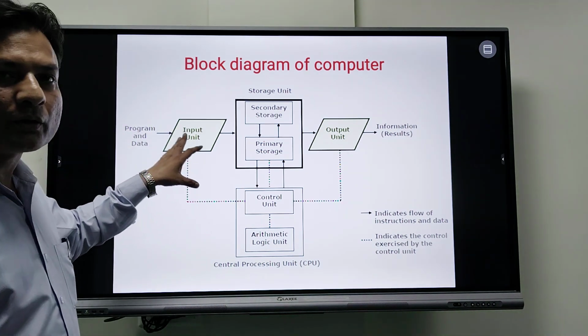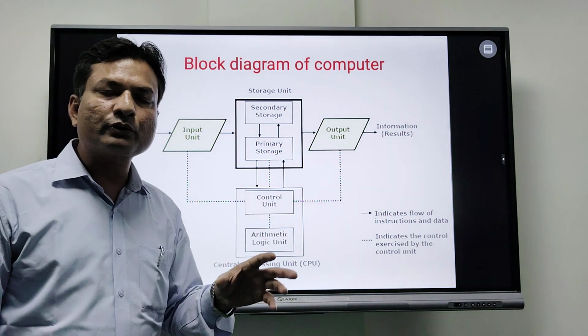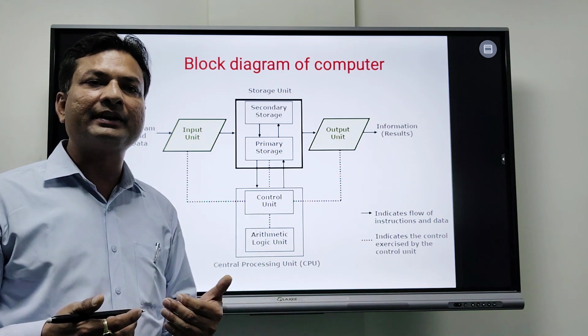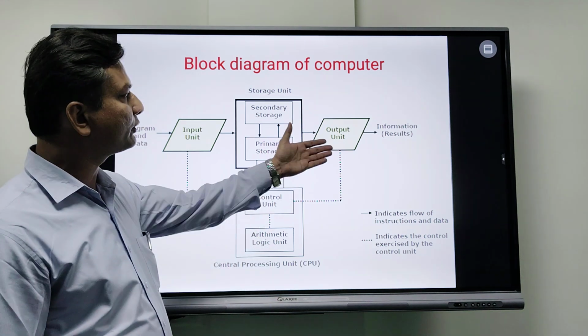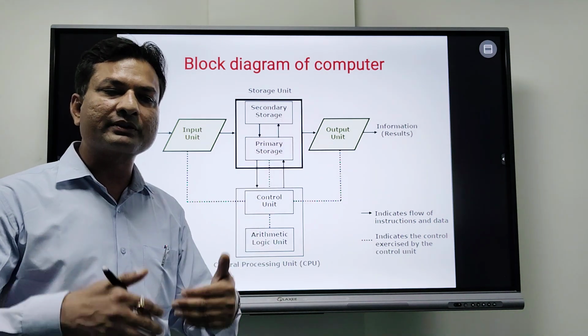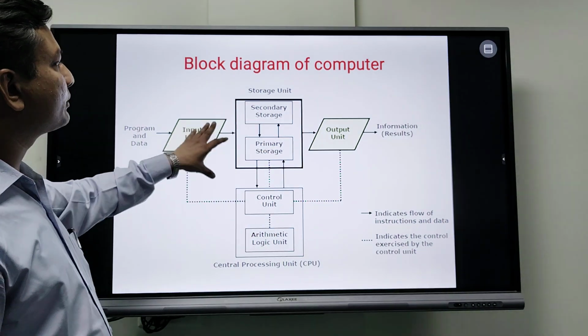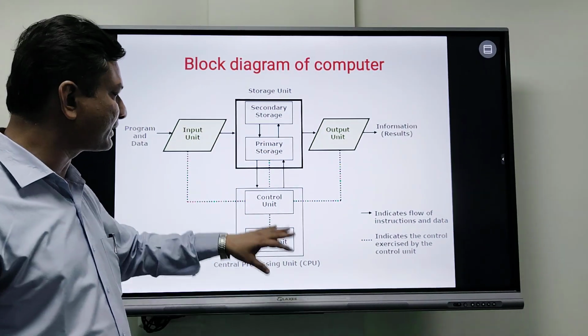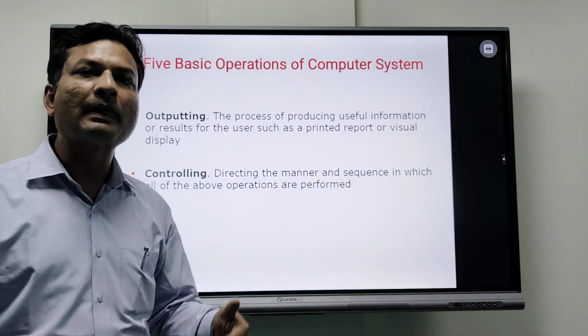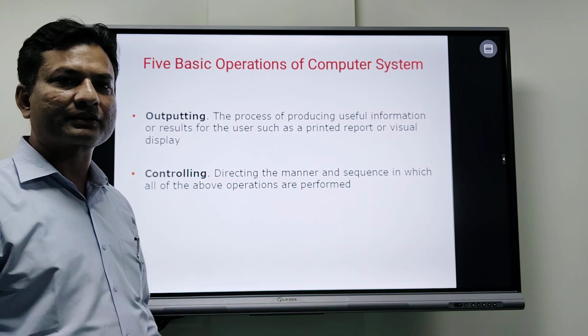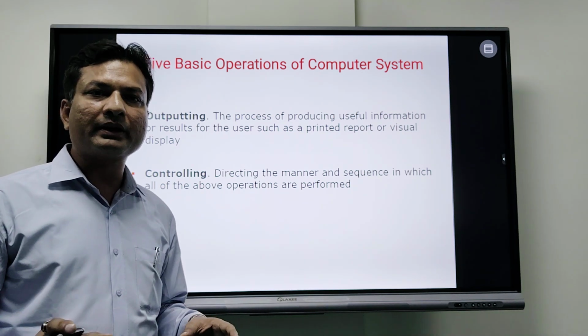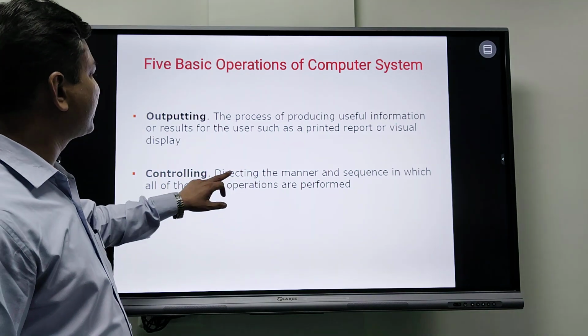The input unit is used to take data and instructions from the user. The output unit is used to produce results for the user. The storage unit is used to store the data, and the central processing unit is used to process the data, as their names suggest. Now we will study all these units in detail.